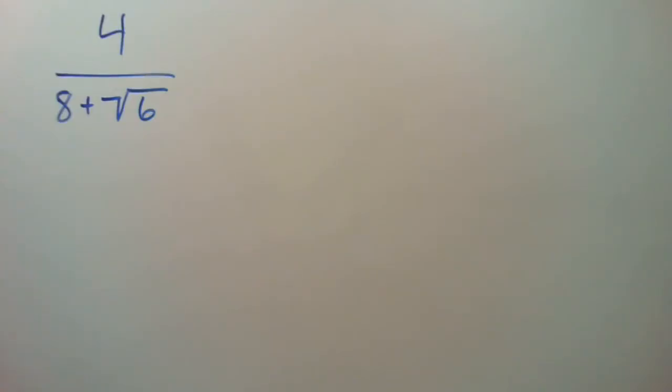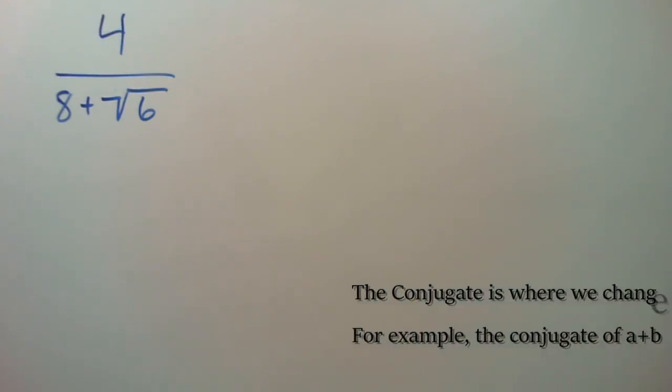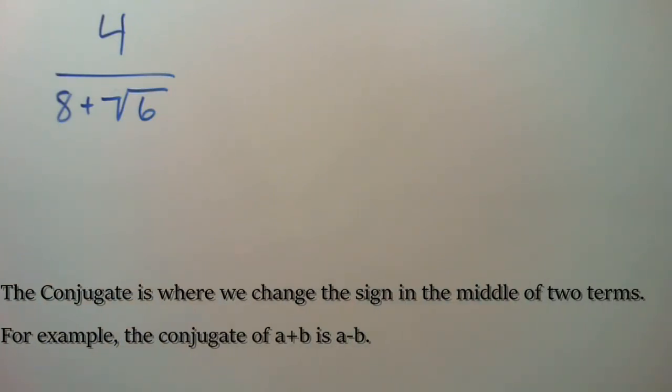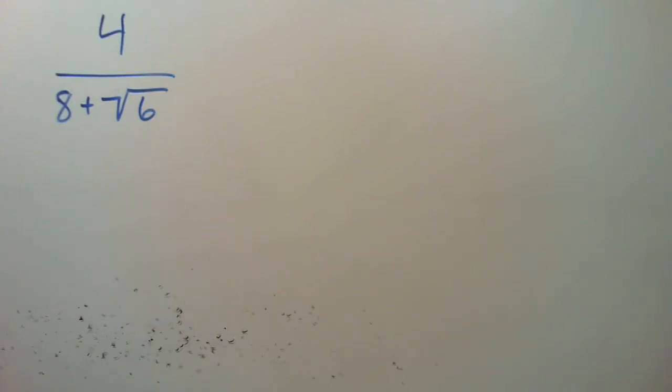Let's try one more problem. This one is a little harder. Let's solve 4 over 8 plus the square root of 6. For this problem, the first thing you want to do is multiply the numerator and the denominator by the conjugate of the denominator. Now, the conjugate is where you change the sign in the middle of two terms. And you only use the conjugate with expressions with two terms, called a binomial. So the denominator is a binomial expression.